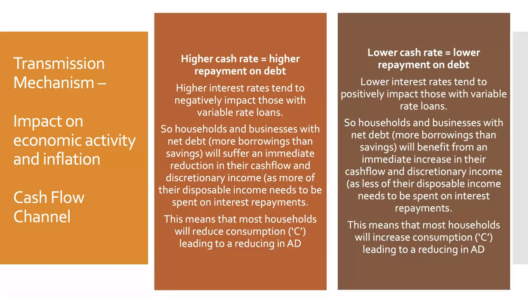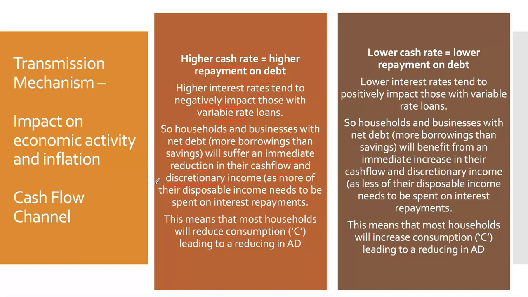Now, the next thing we're going to think about is cash flow. How much cash is in there? If there is a higher cash rate, there are going to be higher repayments on debt. Now, if there are higher interest rates, this is going to negatively impact people that have loans, and particularly those that have variable rate loans, because that means the rate goes up and down according to changes in the cash rate. So households and businesses with lots of debt, so with net debt, more borrowing than savings, will suffer an immediate reduction in their cash flow and discretionary income, as they're going to need to have more of their income spent on interest payments.